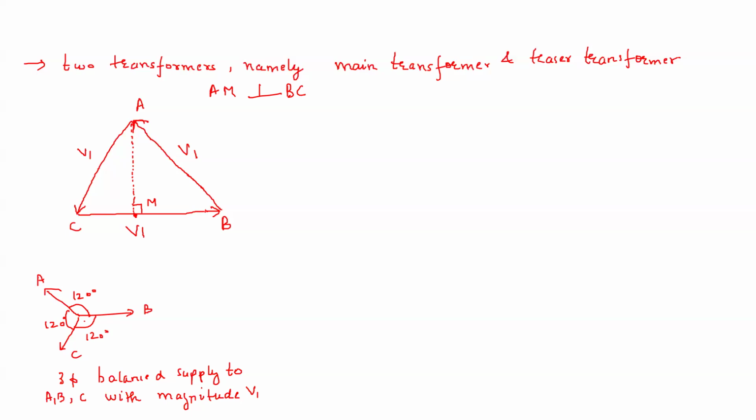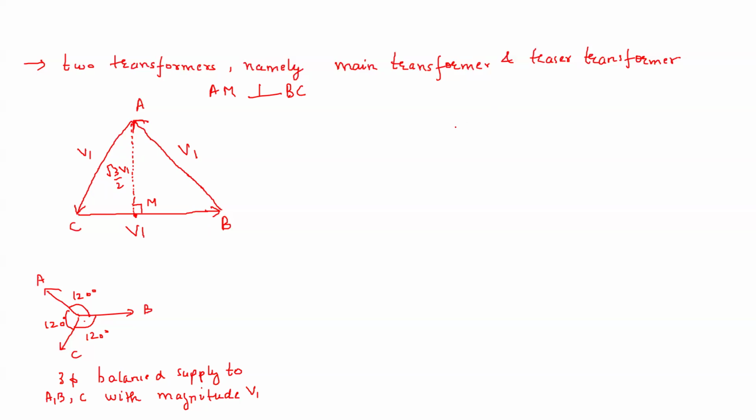If we give a three-phase balanced supply, but tap a point at the midpoint of this BC phase and take this AM line, you will see that AM will be perpendicular to BC, which is 90 degrees. In an equilateral triangle, this magnitude is root 3 by 2 V1, but it is perpendicular to BC.